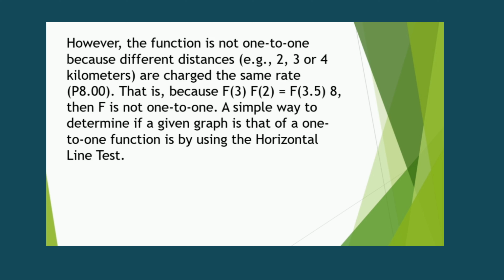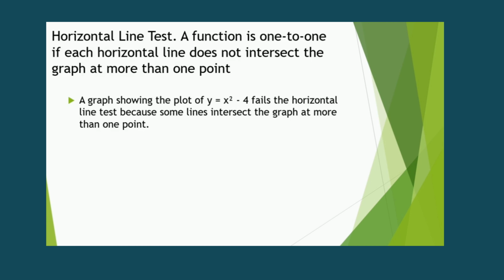A simple way to determine if a given graph is that of a 1 to 1 function is by using the horizontal line test. Horizontal line test. A function is 1 to 1 if each horizontal line does not intersect the graph at more than one point. A graph showing the plot of y equals x squared minus 4 fails the horizontal line test because some lines intersect the graph at more than one point.